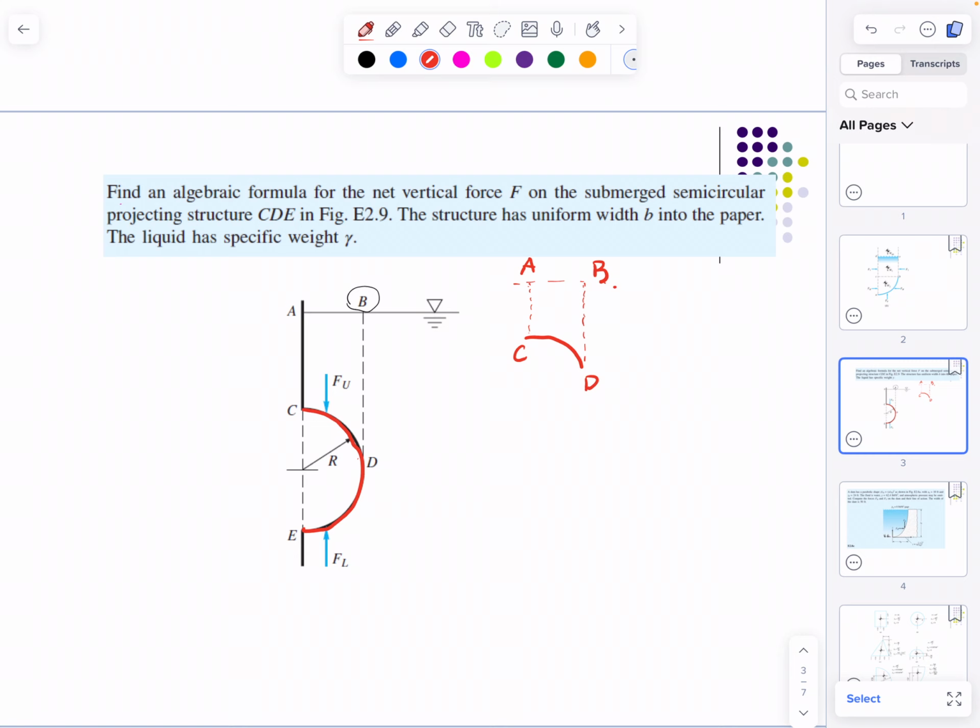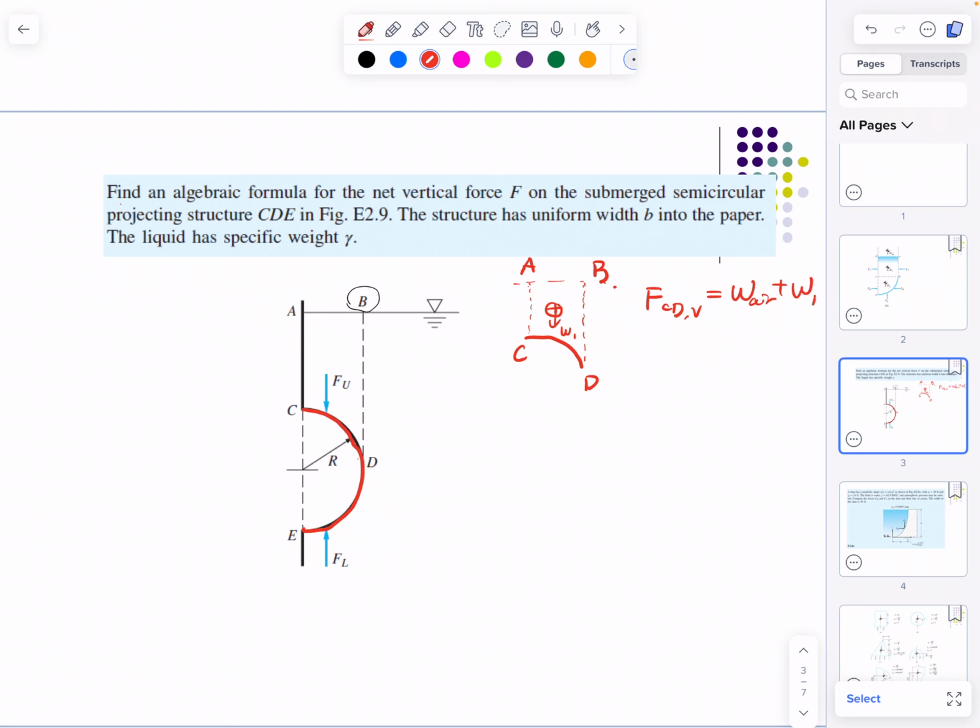And theoretically, if we call this weight W1, then the vertical hydrostatic force working on CD, F_CD vertical, equals W_air plus W1, right?